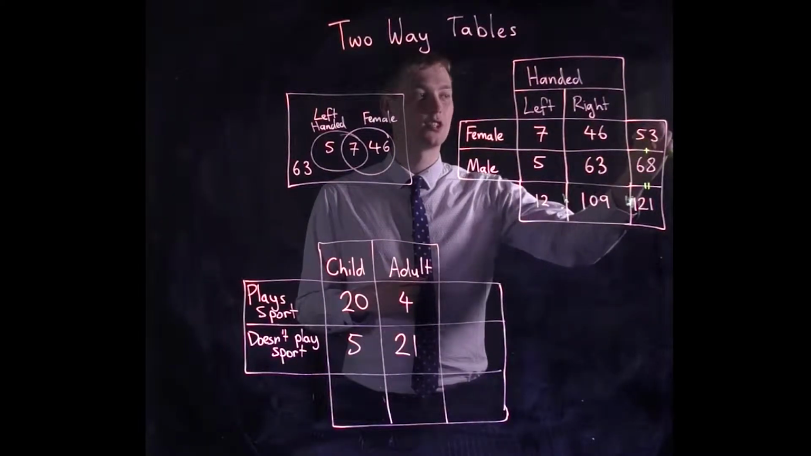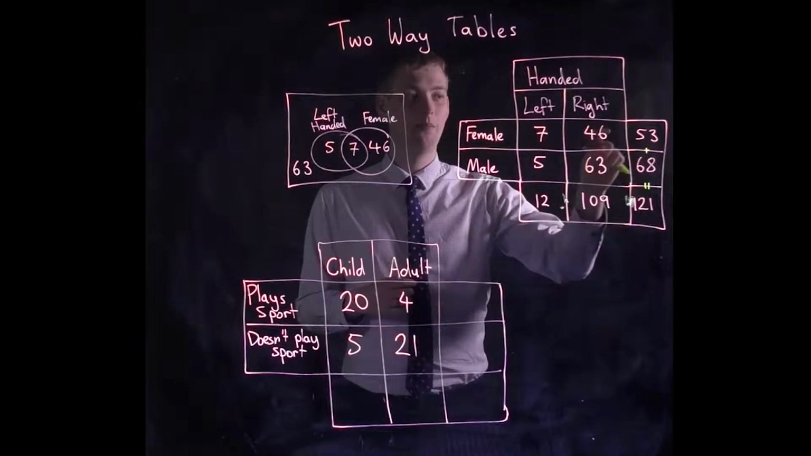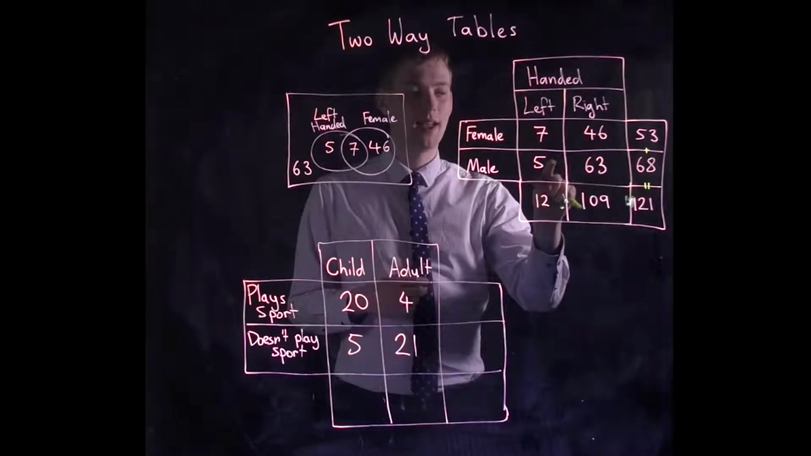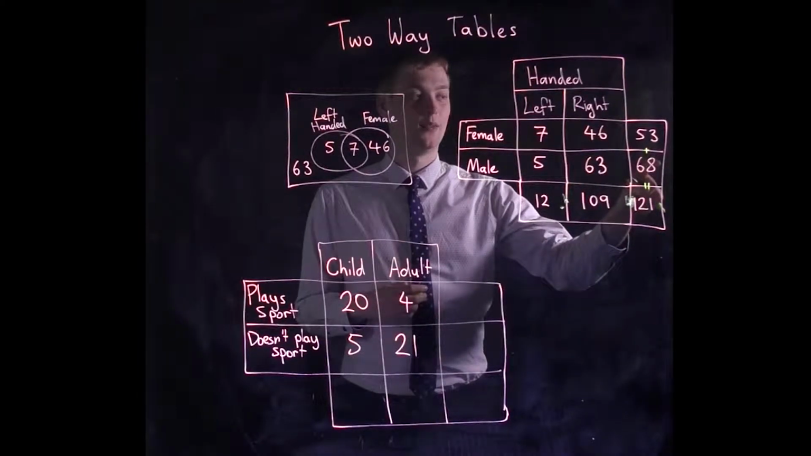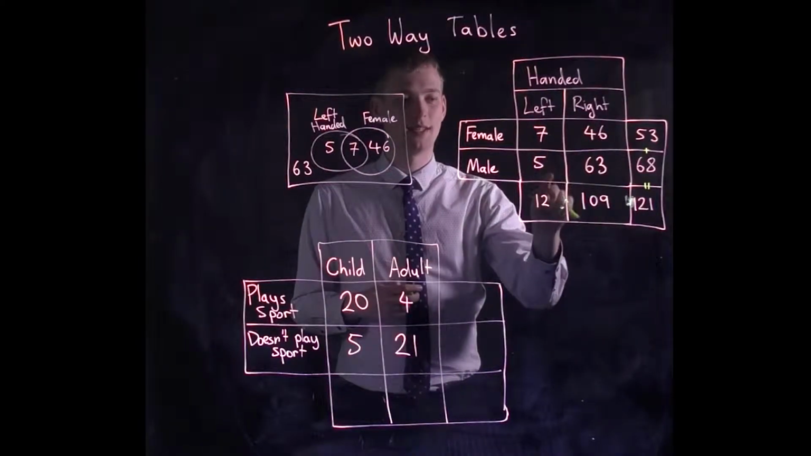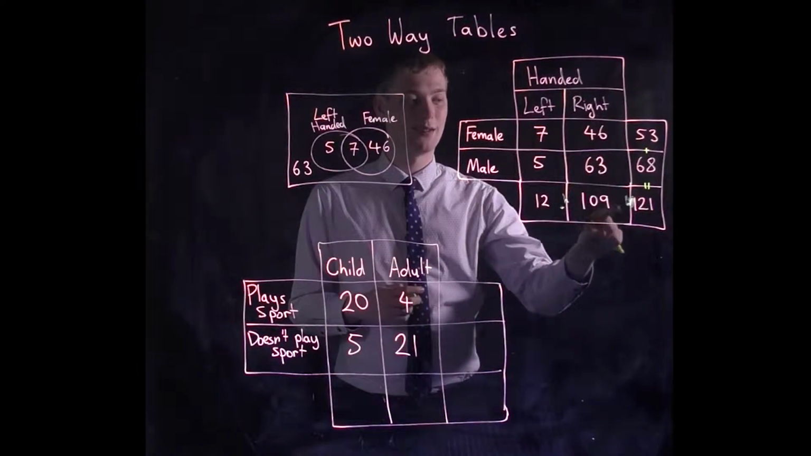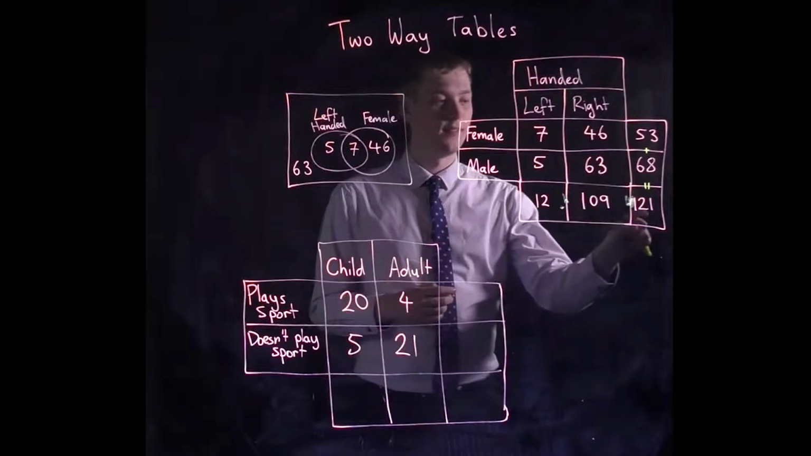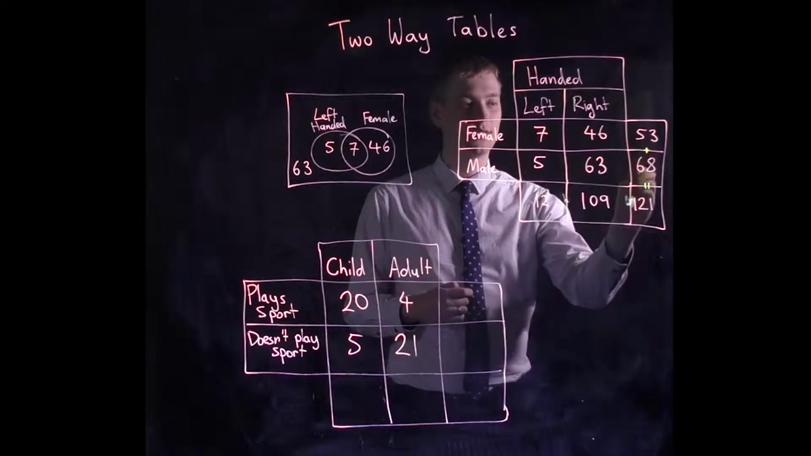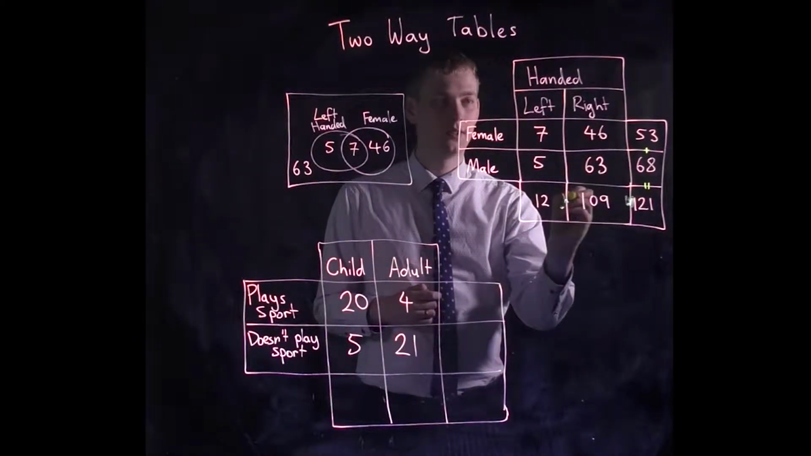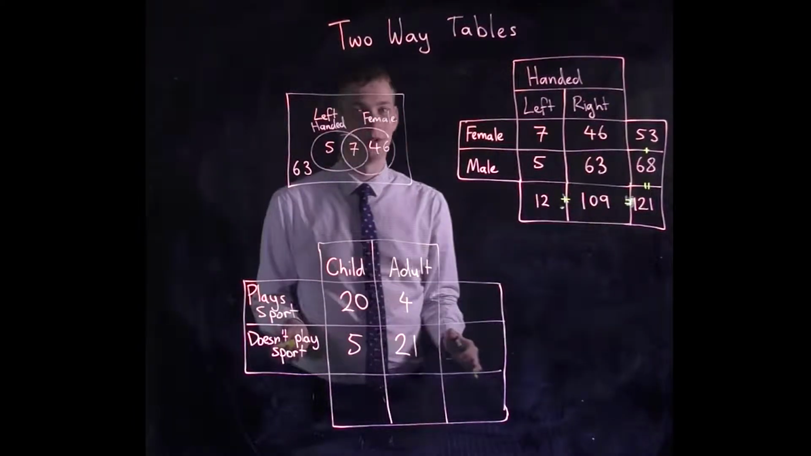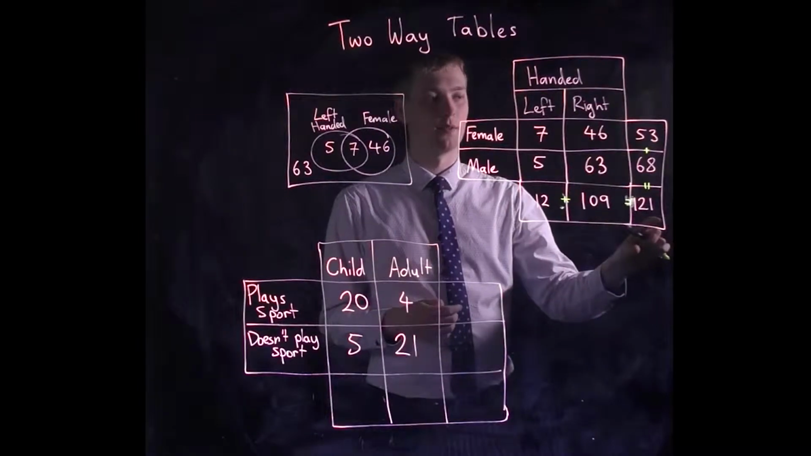So here we get the total number of females. So 7 plus 46 in this column, all that's females, so it's 53 females. Here we have 5 and 63 males, which comes to 68. Again, we have the left-handed, so 7 plus 5 people left-handed, so we get 12, and right-handed, we have 109 right-handed people. And this one here is if we were to add up everyone, so all of the males and females gives us 121 people, or all of the left-handed people plus all of the right-handed people gives us the total number of people. So you only add up one way, you don't add up both of them.